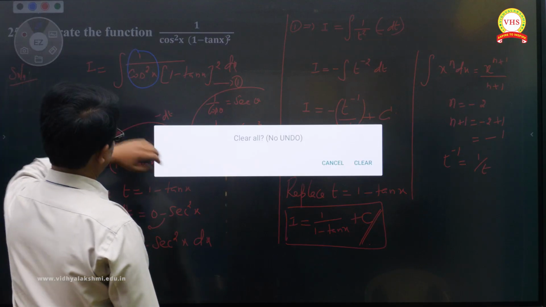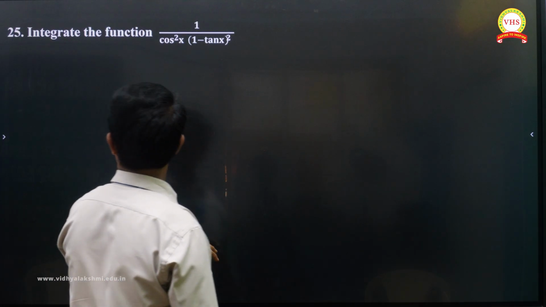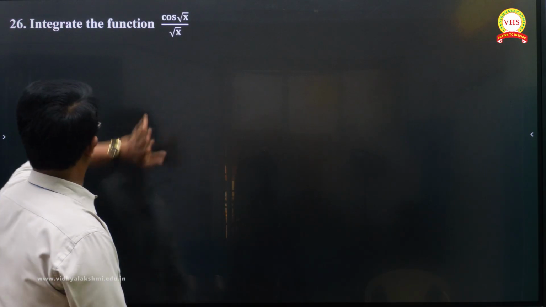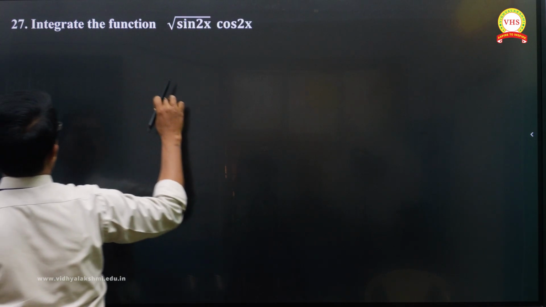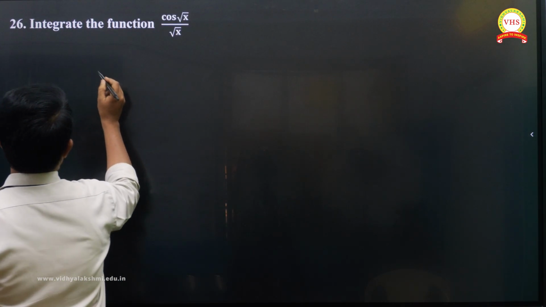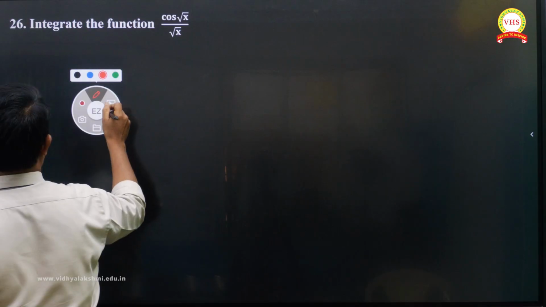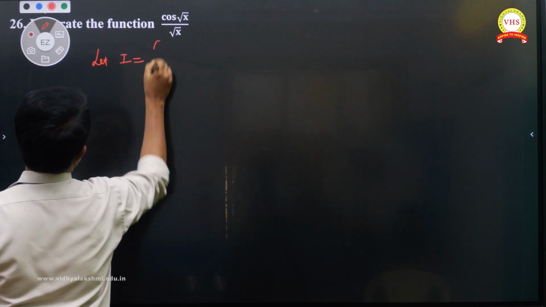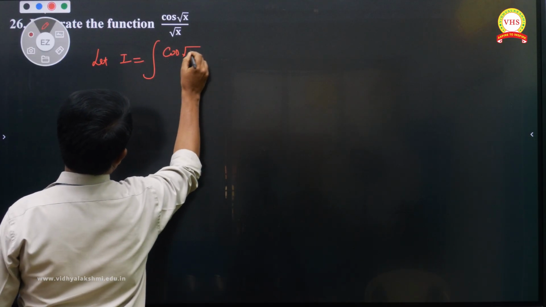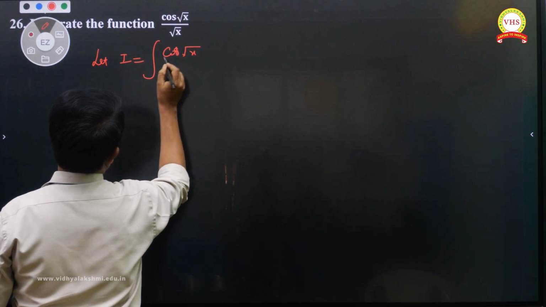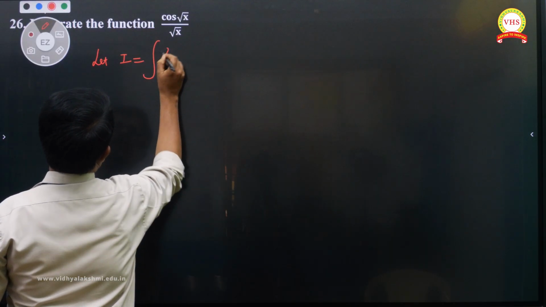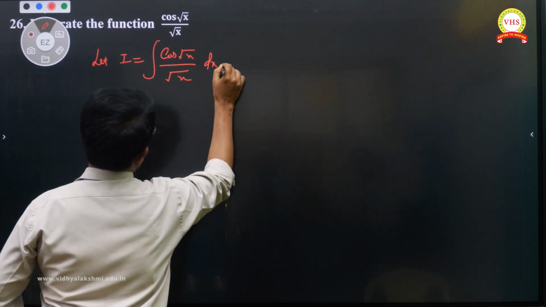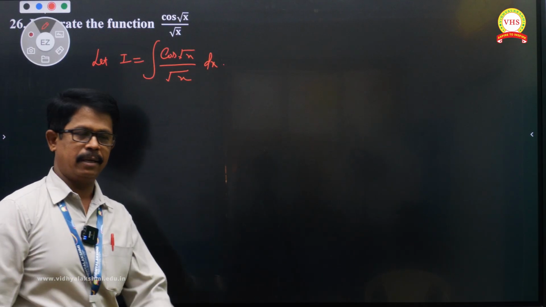Question number 26. What is question number 26? The integral of cos of square root of x divided by x. Now the solution: we are going to take I equal to the integral of cos of square root of x divided by square root of x into dx. Look at this: square root means you have to take t.